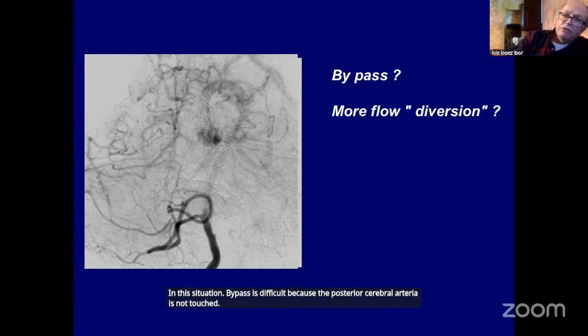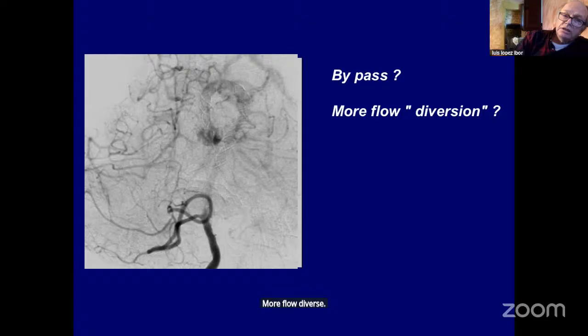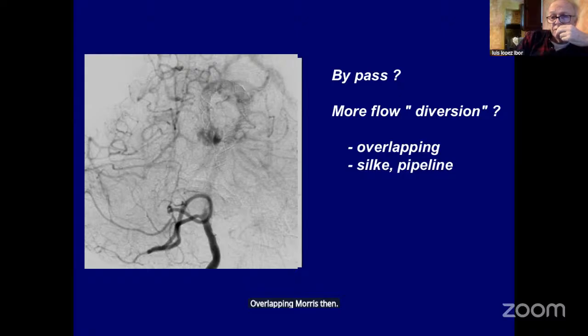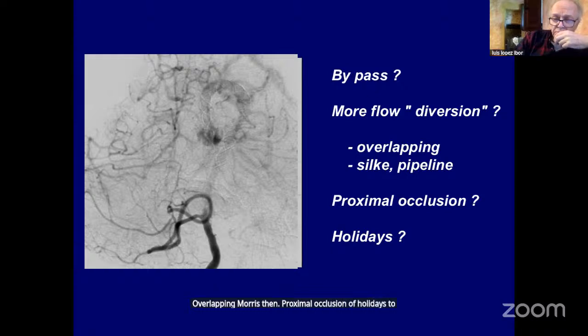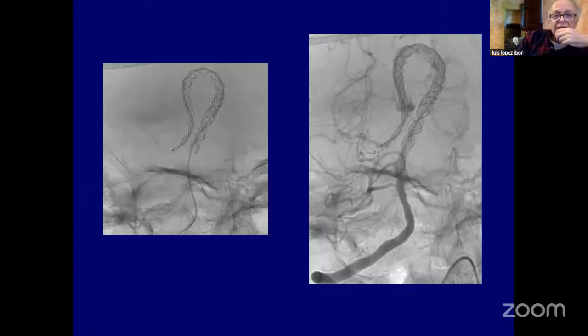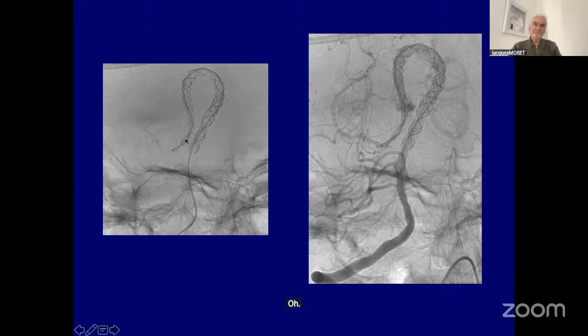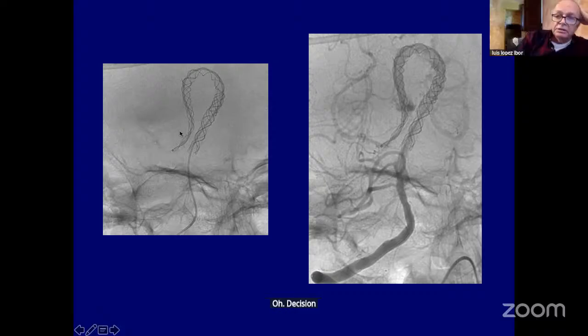More flow diverters. The difficulty is that the distal part is very, very small. Overlapping more stents, proximal occlusion on holidays for the patient. I decide to put more overlapping Leo stents. And good decision, good decision. Yes, thank you.